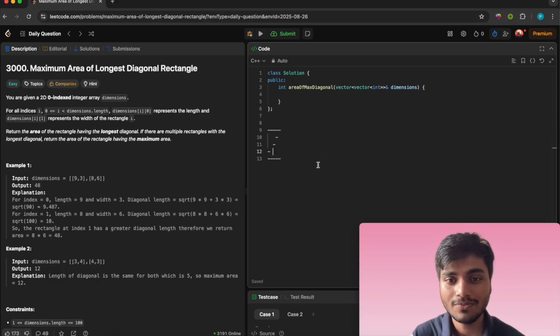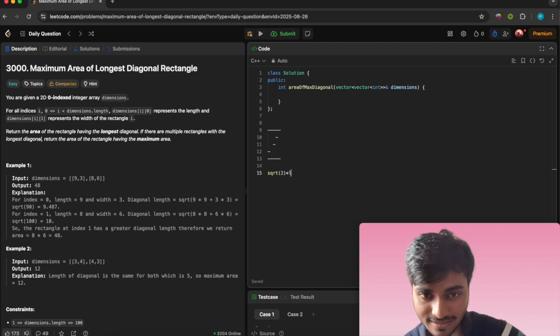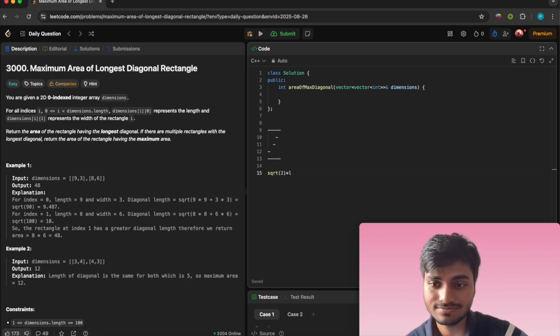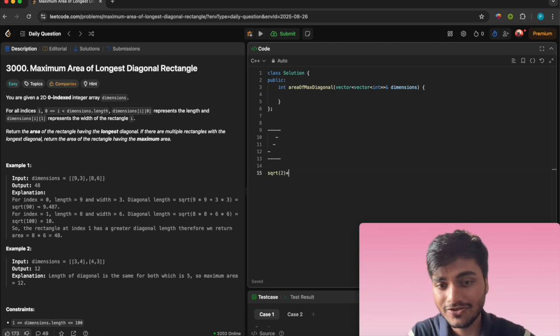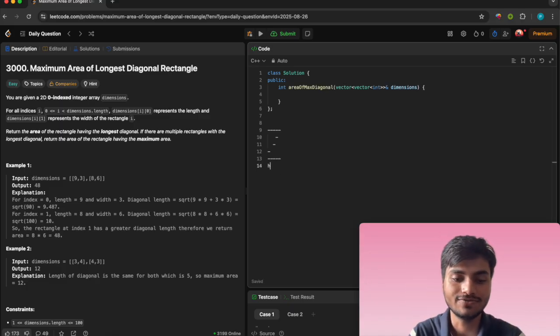The formula for finding the diagonal is under root, sqrt of 2 into length, but that is for the square. If it is a rectangle, then you just have to use that very famous thing, h square equals p square plus b square.